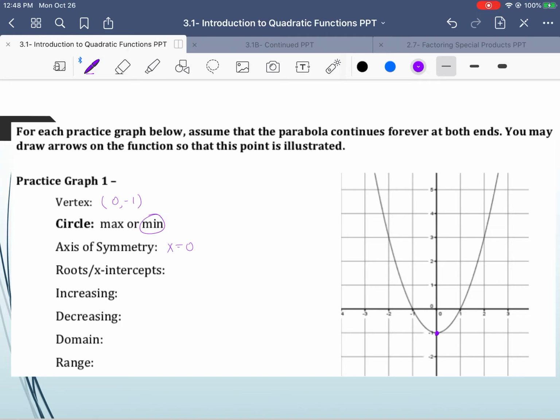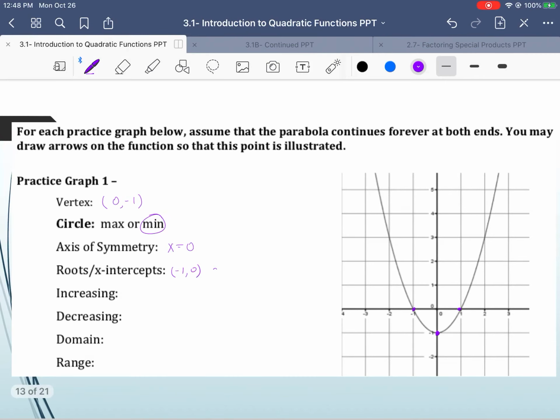And then the roots, or x-intercepts, we can practice writing those as well. They're just where the graph crosses or touches the x-axis. So there would be two of them on here. It's crossing at (-1, 0) and (+1, 0). Remember, those represent solutions on the graph.